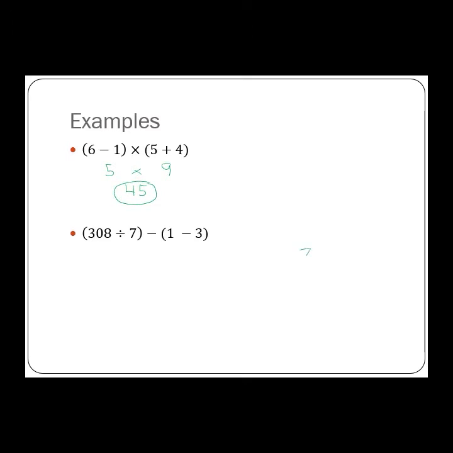308 divided by 7, not something I know off the top of my head. 7 goes into 30 four times, which is 28. And another 4 times, so we get 44. Minus 1 minus 3 is negative 2. Hate the minus, so I'm going to rewrite that as a plus. And we get 46. So on the test, for those questions that say show your work, this is the kind of thing you should be typing, showing the various steps.